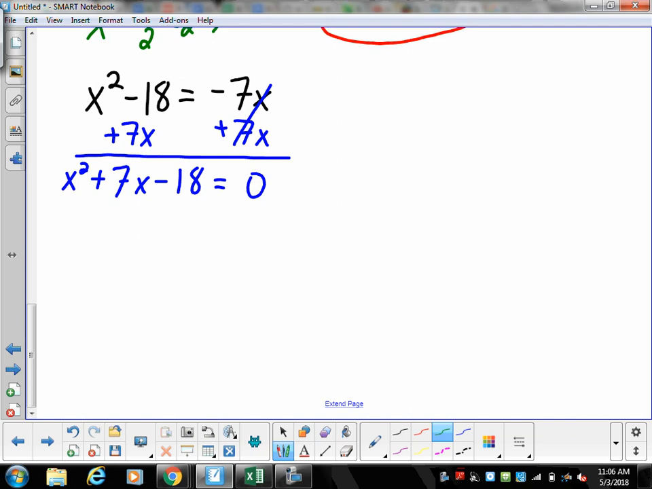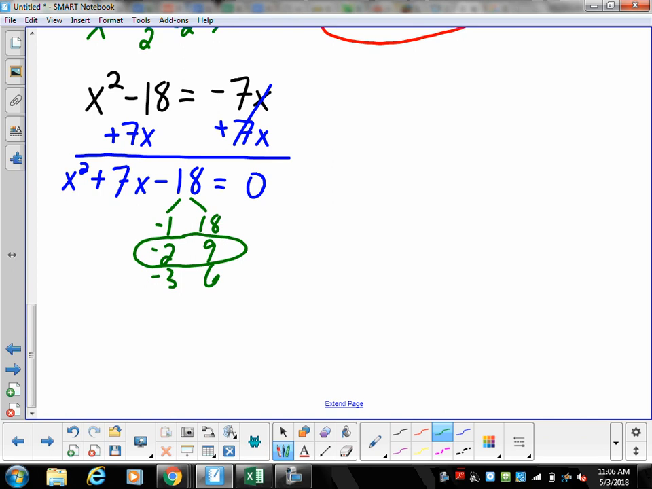Now, I'm going to give you a little bit of a shortcut for this kind of problem. When there's not a number out here in front of x squared, all you're going to be doing is factoring this to see what adds up to the 7x. So let's factor negative 18. That would be negative 1 and 18, negative 2 and 9, negative 3 and 6. So those two add up to that 7 in the middle.